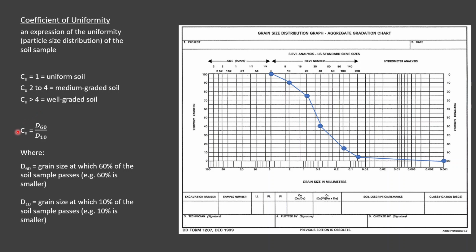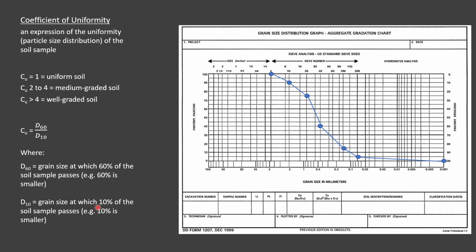And Cu, your coefficient of uniformity, is calculated by D60 over D10, where D60 represents the grain size at which 60% of your soil sample passes, or, in other words, when 60% of your soil sample is smaller. What particle size is your soil at which 60% of the original sample is smaller than that? And then D10 is the grain size at which 10% of the soil sample passes your sieves, or the grain size at which 10% is made up of smaller diameter particles.